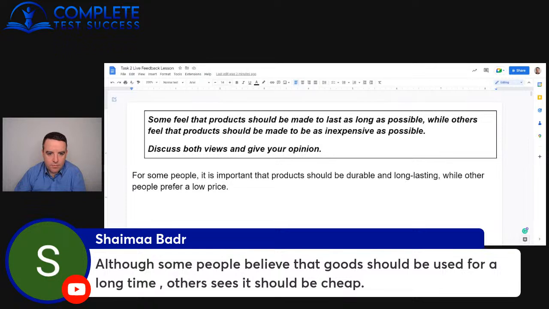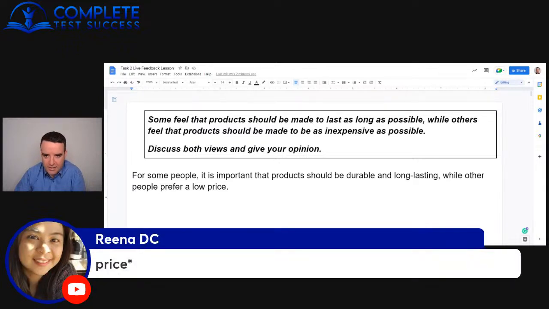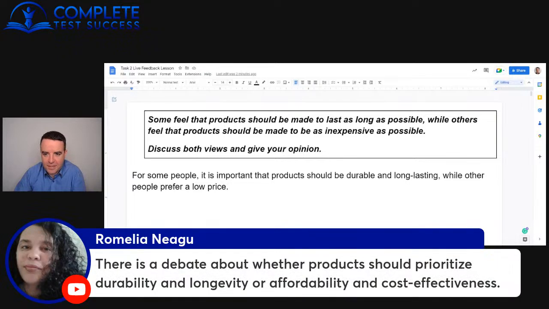Shemaya, although some people believe that goods should be used for a long time, others see it should be cheap. So when you talk about the goods should be used for a long time, you're talking about the people who buy the products. But the question is talking about the people who make the products. So after shifting the focus in the first part of your sentence, you've shifted the focus away from the people producing to the people using. Rena, I saw that already, no problem.